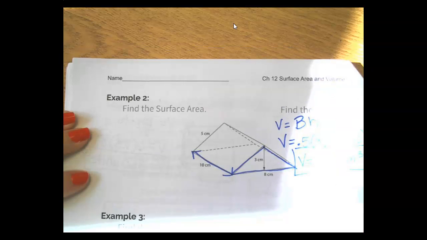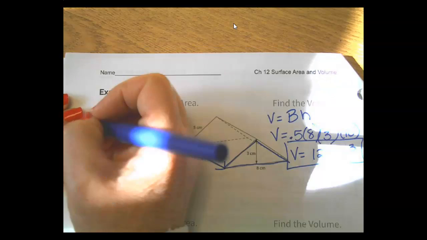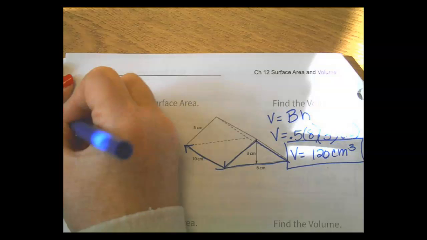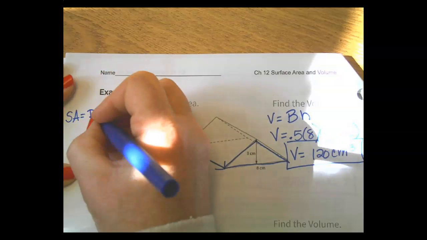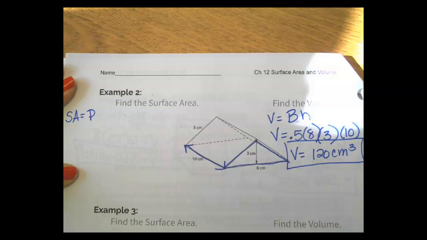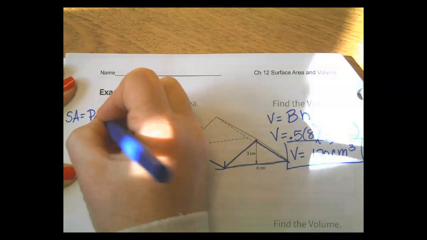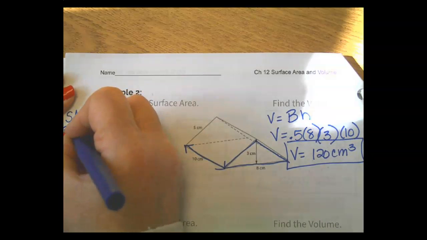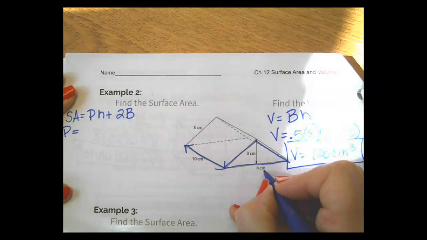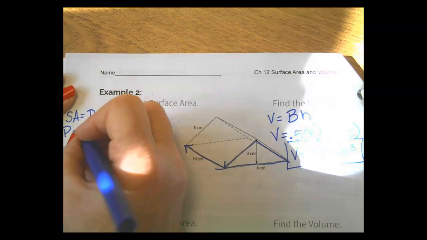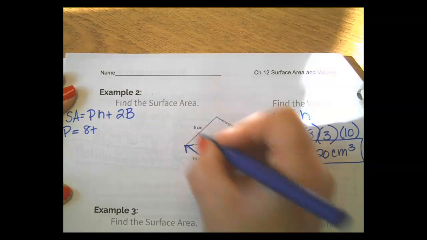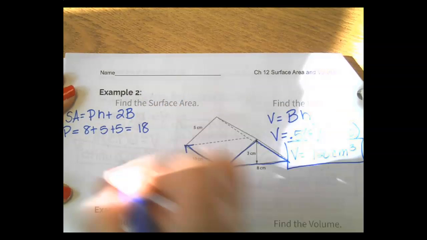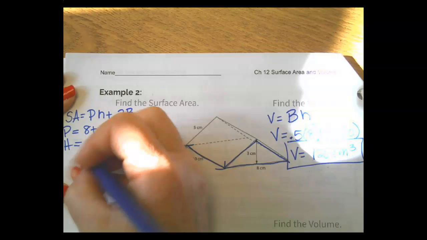Let's go to the surface area. Again, what was that formula? SA equals P times your H plus 2 of your bases. My perimeter of my base, you can see it's 8 plus 5 plus 5. Hopefully we can see that's 18. The height we already know, which was 10.